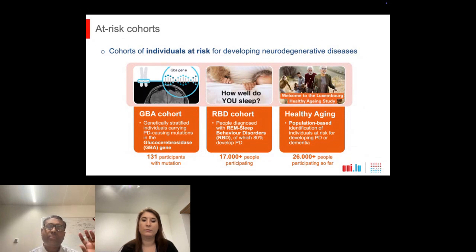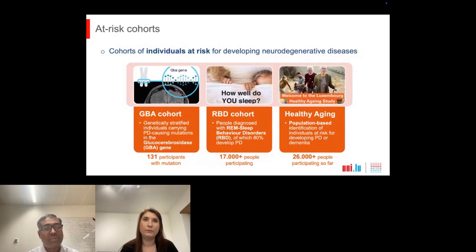This is the Parkinsonism cohort, PD with Parkinson's and other subtypes, and so forth. We are also focusing on cohorts of individuals at risk. These are not yet PD patients, but they are at risk of developing neurodegenerative diseases. So we focused on three such cohorts. One we call the GBA cohort. These are genetically stratified individuals.